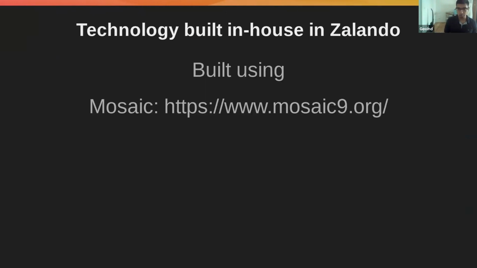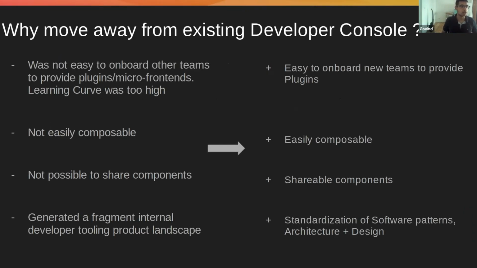We developed in-house technology for this. It was called Mosaic. Basically, Mosaic was a JavaScript framework where you could provide micro frontends, and they would talk to each other using window postMessage and other technologies. There were a couple of other backend technologies as well, but all of them are part of the Mosaic framework. So why move away from the existing developer console?